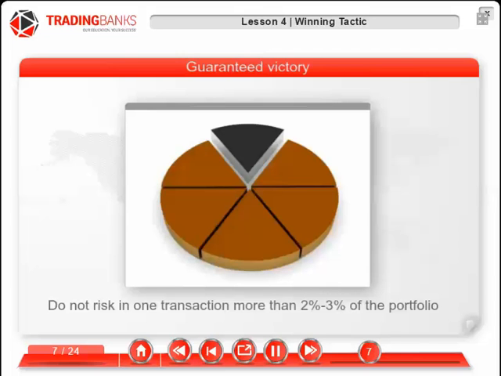What does this mean? Well, if I open a minimal portfolio of $10,000, I don't risk more than $200 to $300 in any single transaction. How do I do this, you ask? Well, I set a stop loss order at a distance of 200 to 300 pips. And why do I do this?